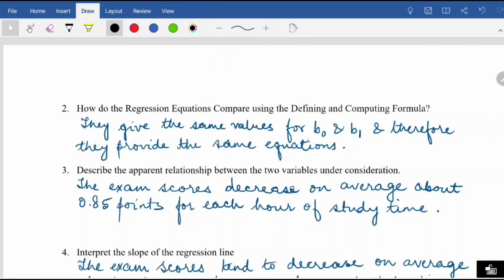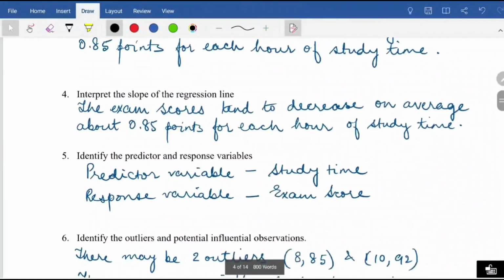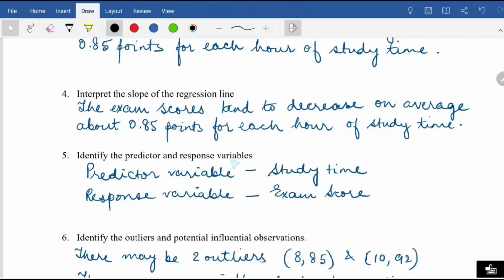Now, just a second. Let me just move up a little bit. Identify the predictor and the response variable. So which one is the predictor variable here? The x variable, which represents the study time. Again, you need to answer this in context of the question. And the response variable is the y values. So that's the exam score. All right.